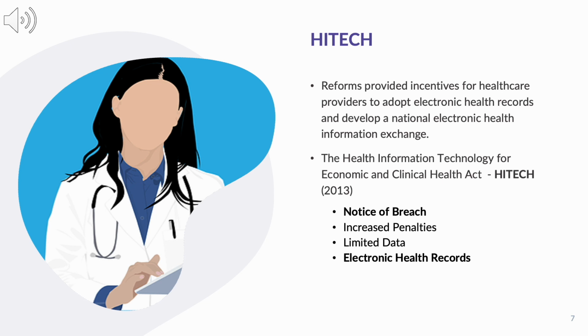If more than 500 individuals are affected, the covered entity must notify the U.S. Department of Health and Human Services immediately. All breaches requiring notice must be annually reported to the Office for Civil Rights.